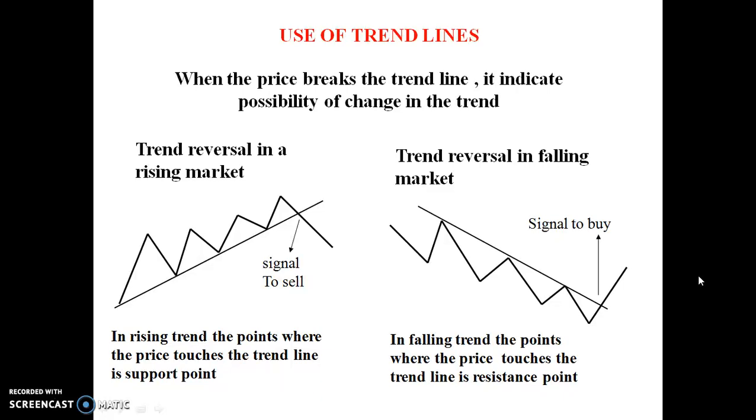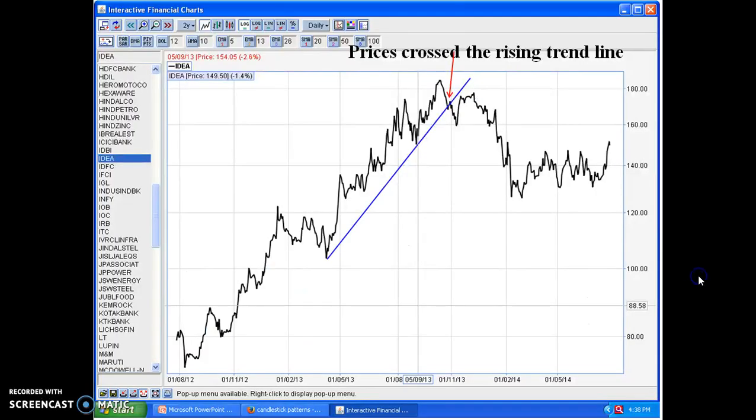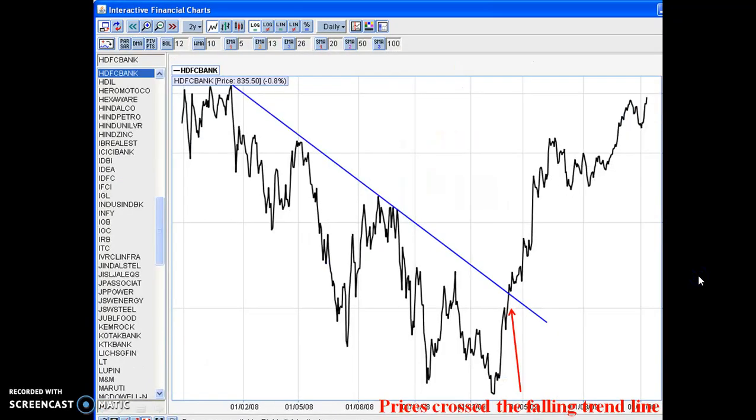In the counter moves or retracements, the price tends to rise after touching the trend line. Thus, the trend line indicates support in uptrend and similarly it indicates resistance in falling trend. In this image, you can see trend reversal from uptrend to downtrend after price falls below the trend line. And in this image, you can see the trend reversal from downtrend to uptrend after the price breaks out of the trend line and starts rising upward.